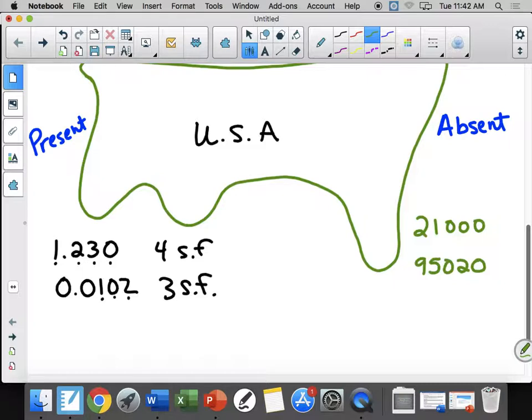Right? This time, you're going to use this hand, and you're going to come in from the Atlantic Ocean. And again, you're going to stop at the first non-zero number going that way. So if we're going to do 21,000, we're going to come in this way, stop at the first non-zero, and count going that way. So 1, 2. 2 sig figs.